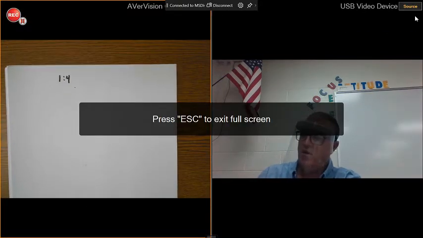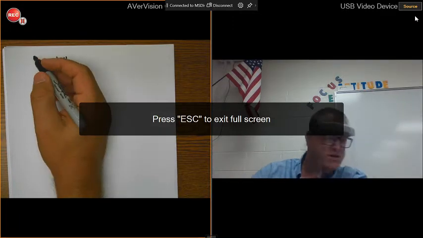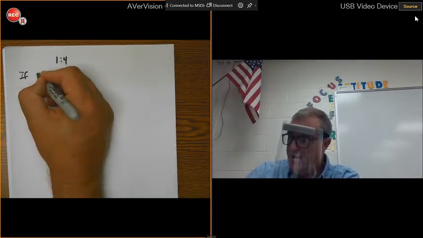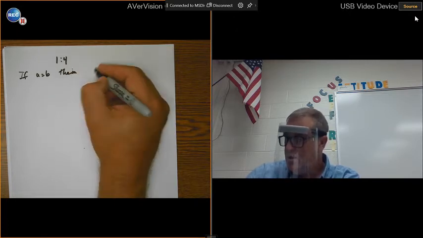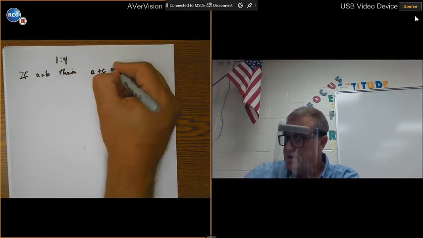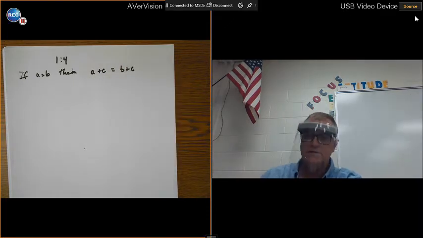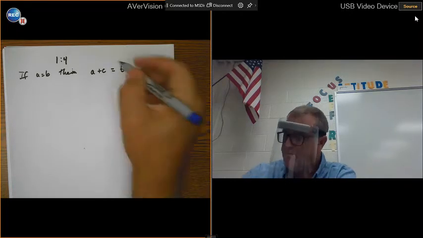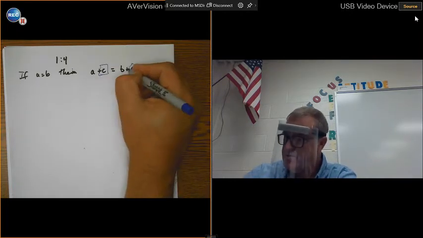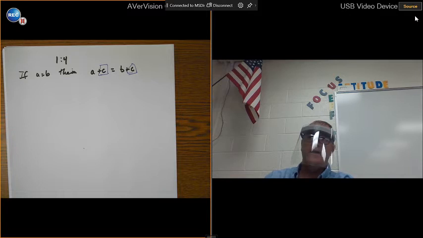All right, so properties of equality. Number one, the addition property. If A equals B, then A plus C is equal to B plus C. Basically, it just means that we can add a constant to both sides of the equation at any time.